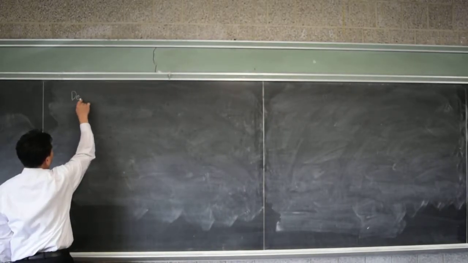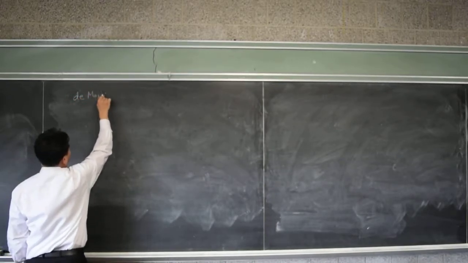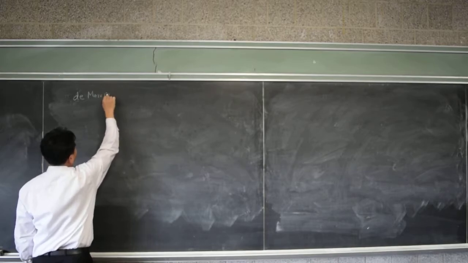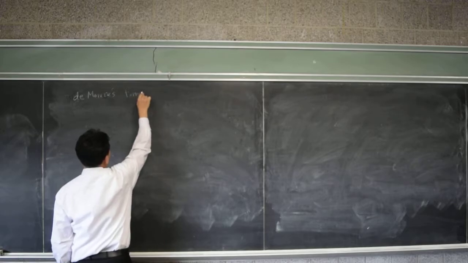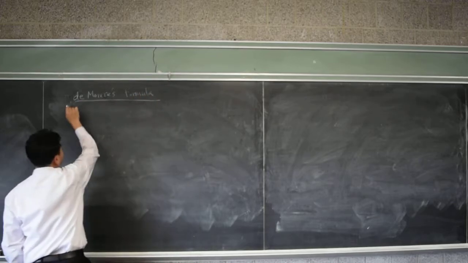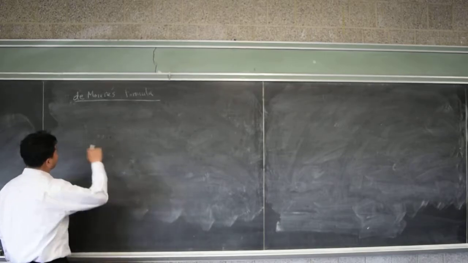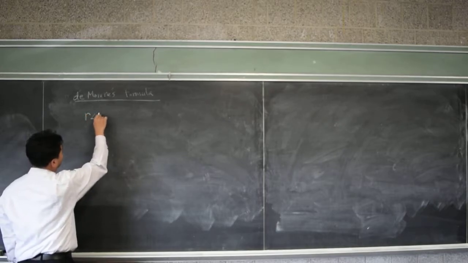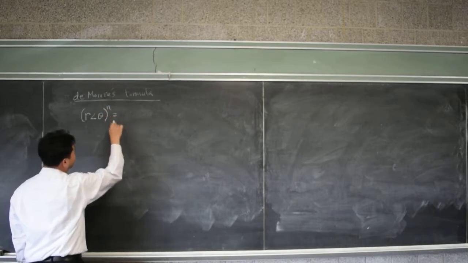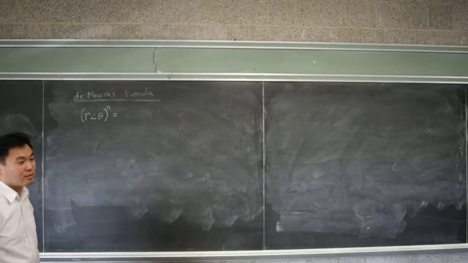Let me talk about de Moivre's formula, which is the following. If you take r with angle theta and you take the nth power of it, can you guess what you get?